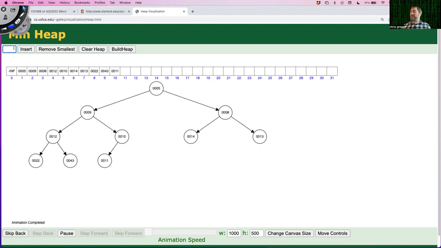Let's try another one. Let's say we were trying to insert 4. Where's 4 going to end up if I insert 4 into the heap? Yep, exactly. Jonathan goes, hey, it's going to be all the way at the top. All right, well, where is it going to go in this diagram? Where's the next possible position? Tell you what, let's not do 4 yet, because I want to show you something over on this side.